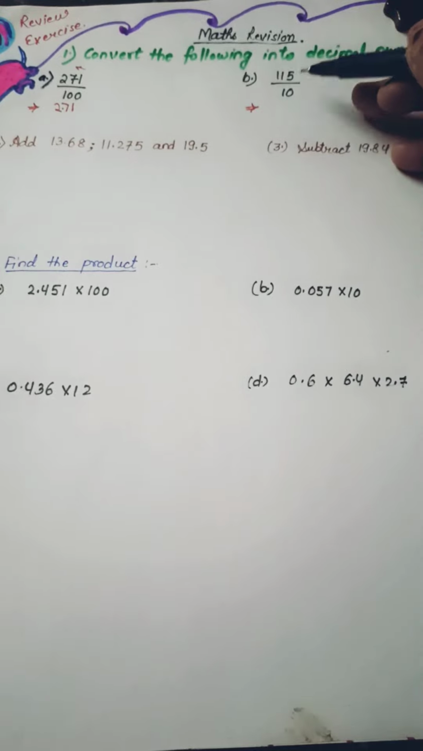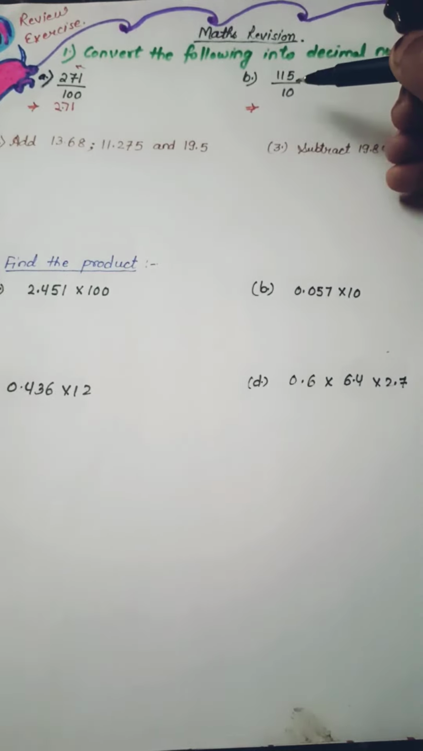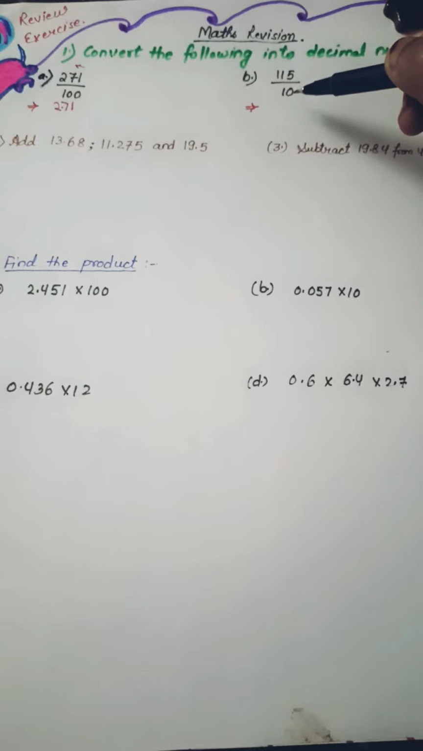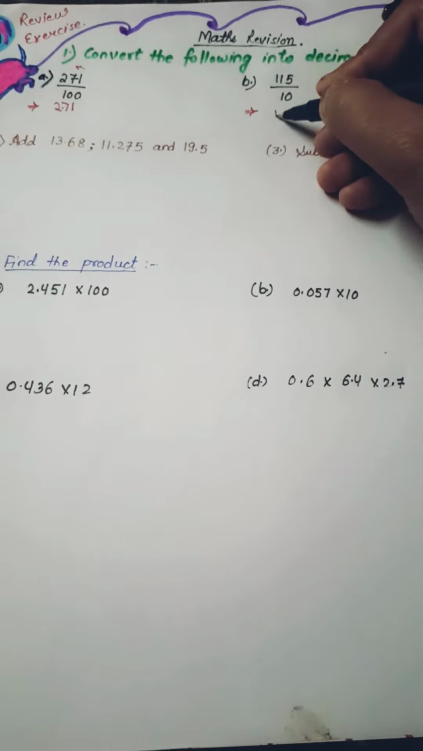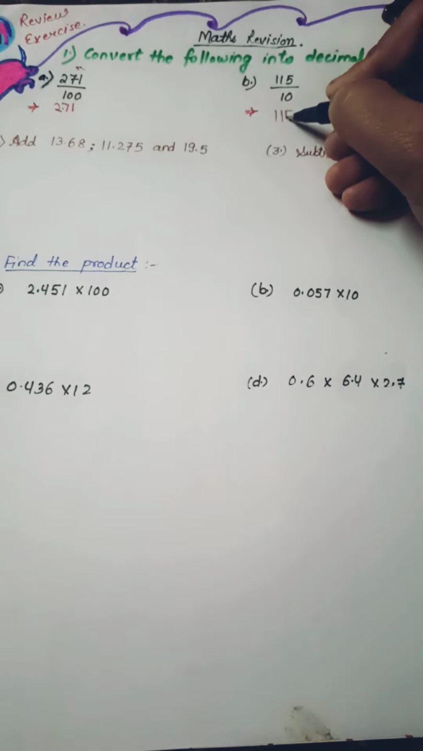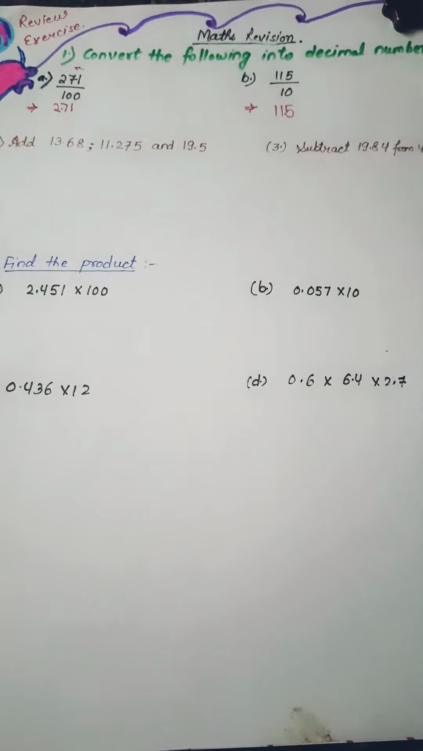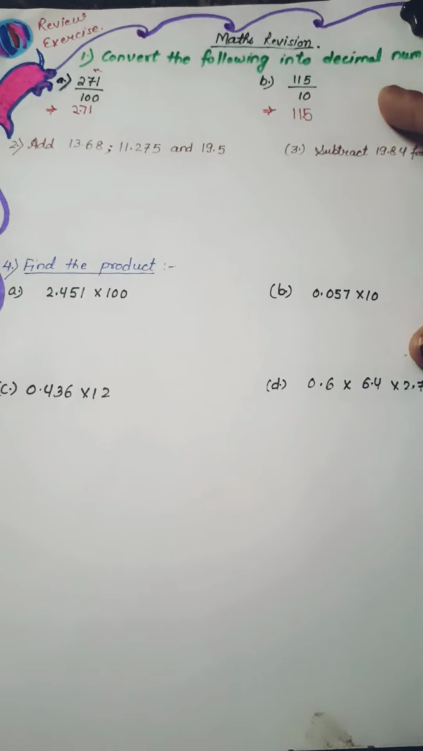Similarly, we will do it in B part. The fraction that is given to us is 115 upon 10. How many zeros do we have in the denominator? Only one. So it means first of all write down the number, and after one digit place the decimal. So our answer will become 11.5. Okay. Now moving on to the next question.